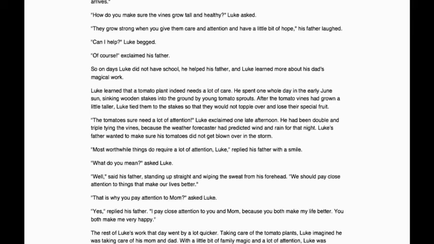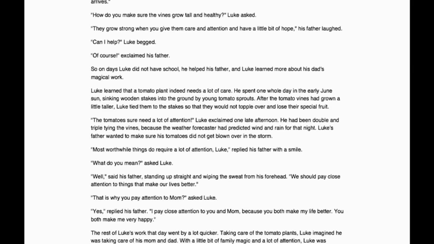So on days Luke did not have school, he helped his father, and Luke learned more about his dad's magical work. Luke learned that a tomato plant indeed needs a lot of care. He spent one whole day in the early June sun, sinking wooden stakes into the ground by young tomato sprouts. After the tomato vines had grown a little taller, Luke tied them to the stakes so that they would not topple over and lose their special fruit. "The tomatoes sure need a lot of attention," Luke exclaimed one afternoon. He had been double and triple tying the vines because the weather forecaster had predicted wind and rain for that night. Luke's father wanted to make sure his tomatoes did not get blown over in a storm.